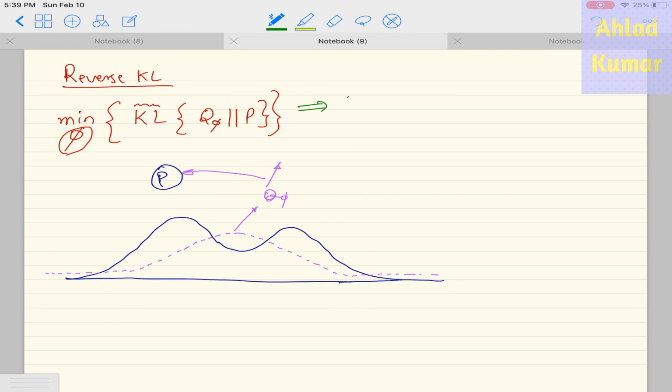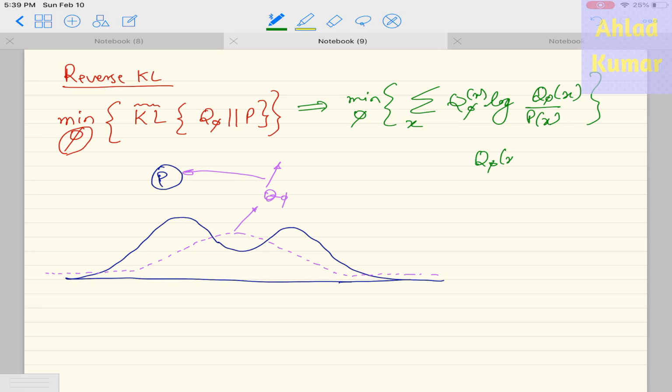So what we are doing is we are minimizing the KL divergence, which is basically now Q of phi log of Q of phi over P of x. So this is what we are doing, right? So again with the same argument, if Q of phi x has some value, but P of x is 0 at that point, what will happen? At that point log will again blow up because it is dividing by 0. So it will again blow up.